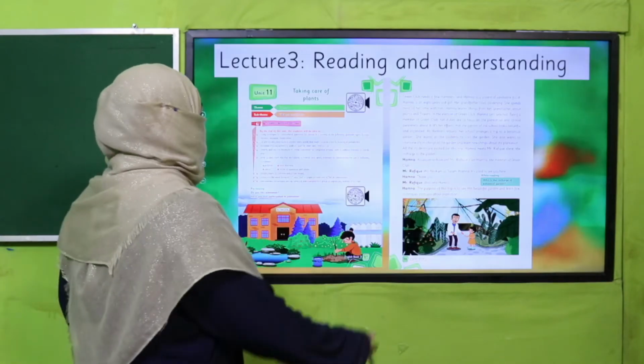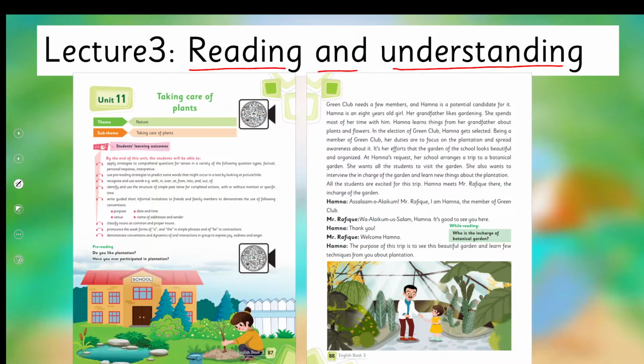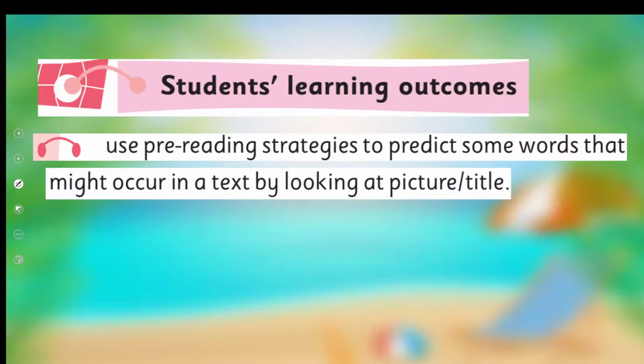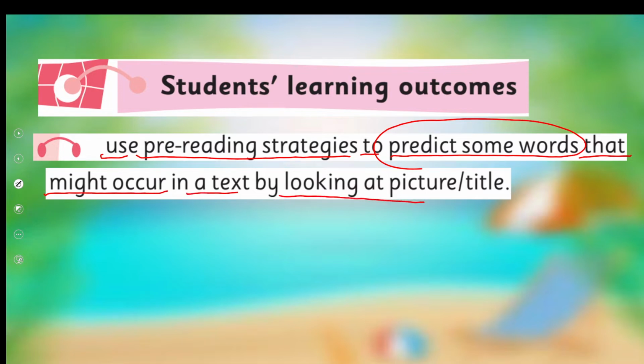Yes, my dear children, today we are going to start reading and understanding the text of this unit. Before this, in your Unit 8, I taught you how to read familiar words appearing in a variety of reading material. We have read different types of text, and we are going to practice further using pre-reading strategies to predict some words that might occur in a text by looking at the picture and title. So we will look at the picture of the text and the title of the text, and we'll try to find out what type of words this text might have. This is our today's SLO.